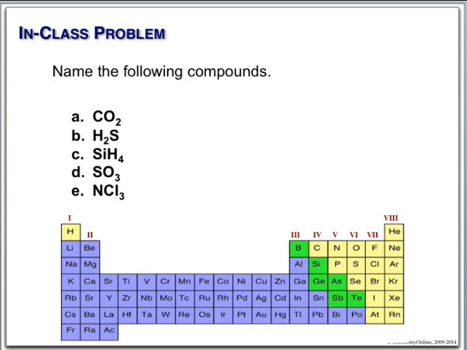We have 1 carbon and 2 oxygens. Our first word is going to be carbon. We say 2 with the prefix di. So this is simply carbon dioxide.